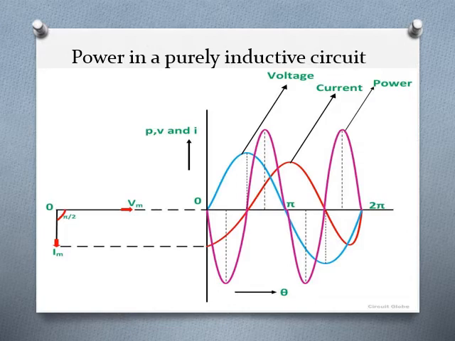Now from 3 pi by 4 to 2 pi, both the voltage and current are in the negative. Therefore negative voltage into negative current will be giving a positive power. That is why the power curve is drawn in the positive half cycle. So you may see that just like the purely inductive circuit, here the power frequency is doubled. For one cycle of voltage or one cycle of current, there are two cycles of power. So you may say that the power frequency is doubled for a purely inductive circuit.